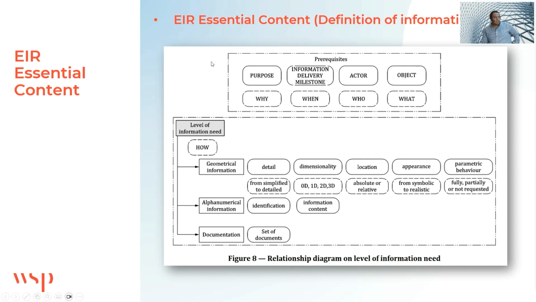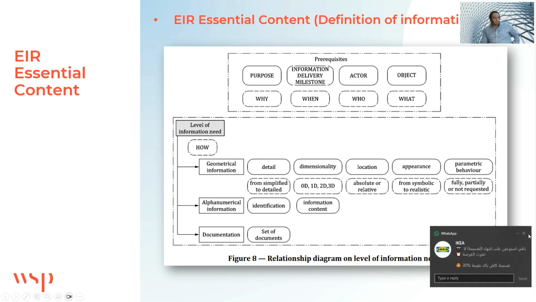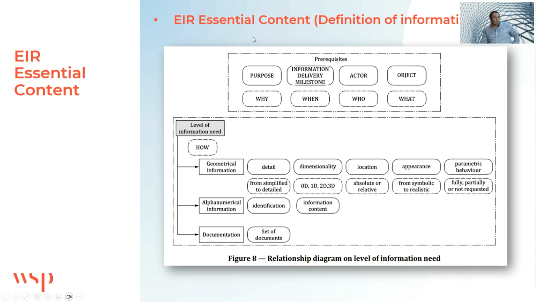So while the exchange information requirements for sure will define the purpose, as we mentioned earlier, it will be defined before going to the information need. For sure, we will know when the information will be delivered, who will deliver it, and what exactly will be delivered. It's important to define how this will be delivered. So when it comes to the definition of information, we should think about the level of information need, which will define how this information will be delivered.